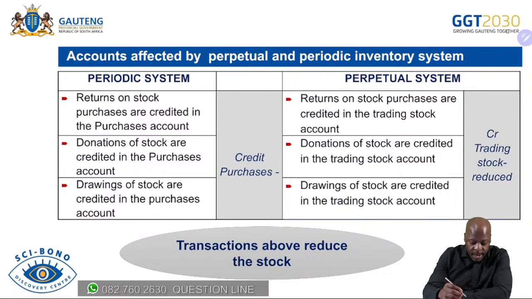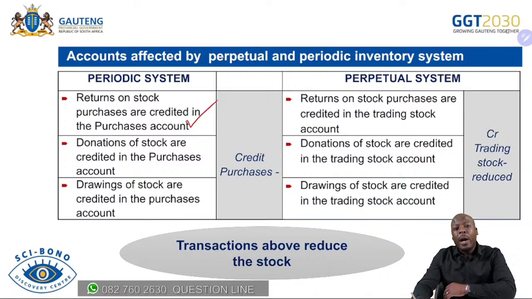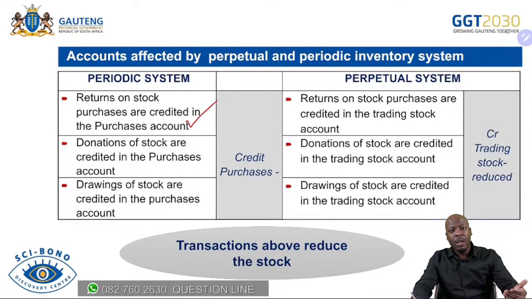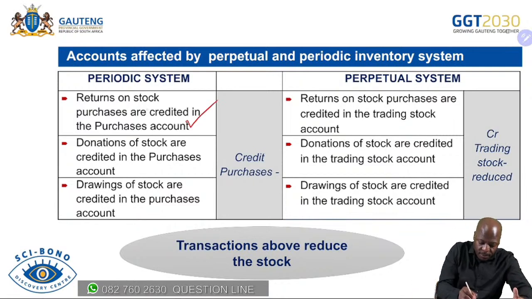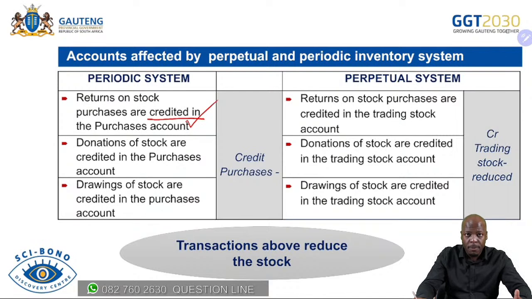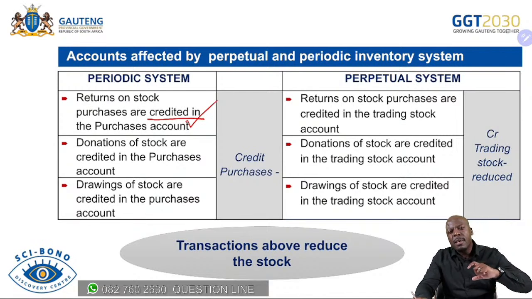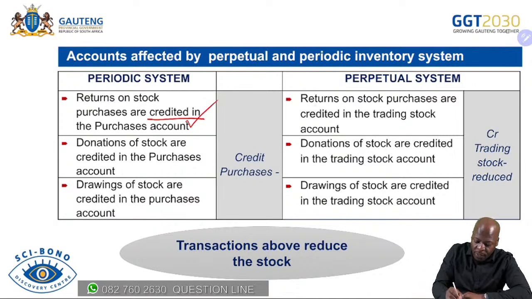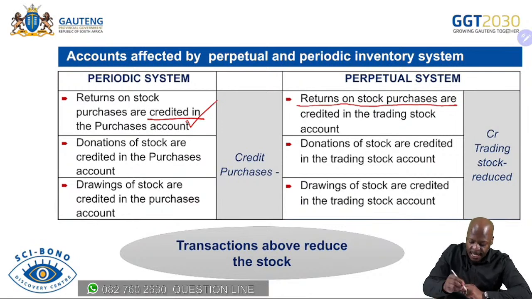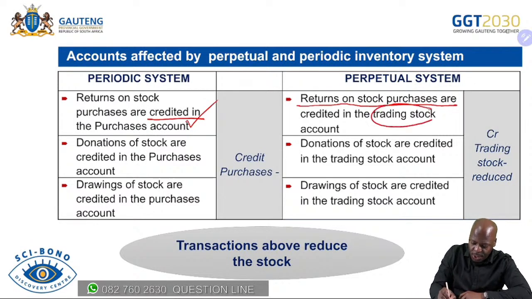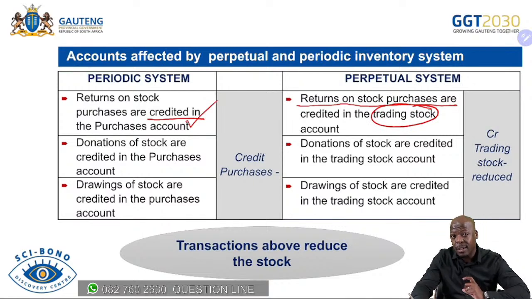Now, these returns are credited in the purchases account. When goods are being returned, we credit the purchases account. All right? But this is not the same with the perpetual inventory system. With the perpetual inventory system, when there are returns on stock, these amounts are credited to your trading stock account.